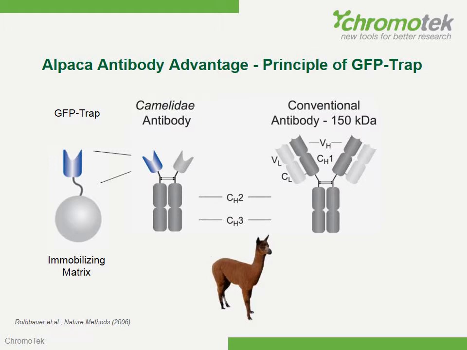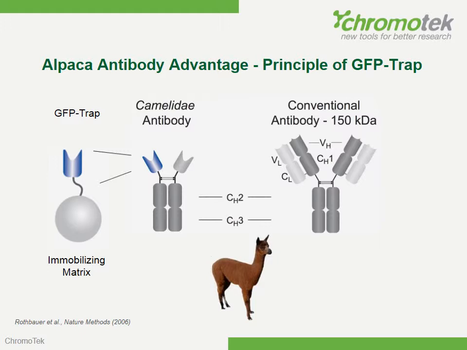So conventional antibodies have a size of about 150 kilodalton. Camelids have, besides the conventional antibodies, also so-called heavy chain only antibodies. And the antigen binding region of these heavy chain only antibodies is the smallest naturally occurring antigen binding fragment. In the case of the GFP-Trap, such a small fragment directed against GFP is covalently coupled to matrices like agarose beads, and this resides then in the so-called GFP-Trap.